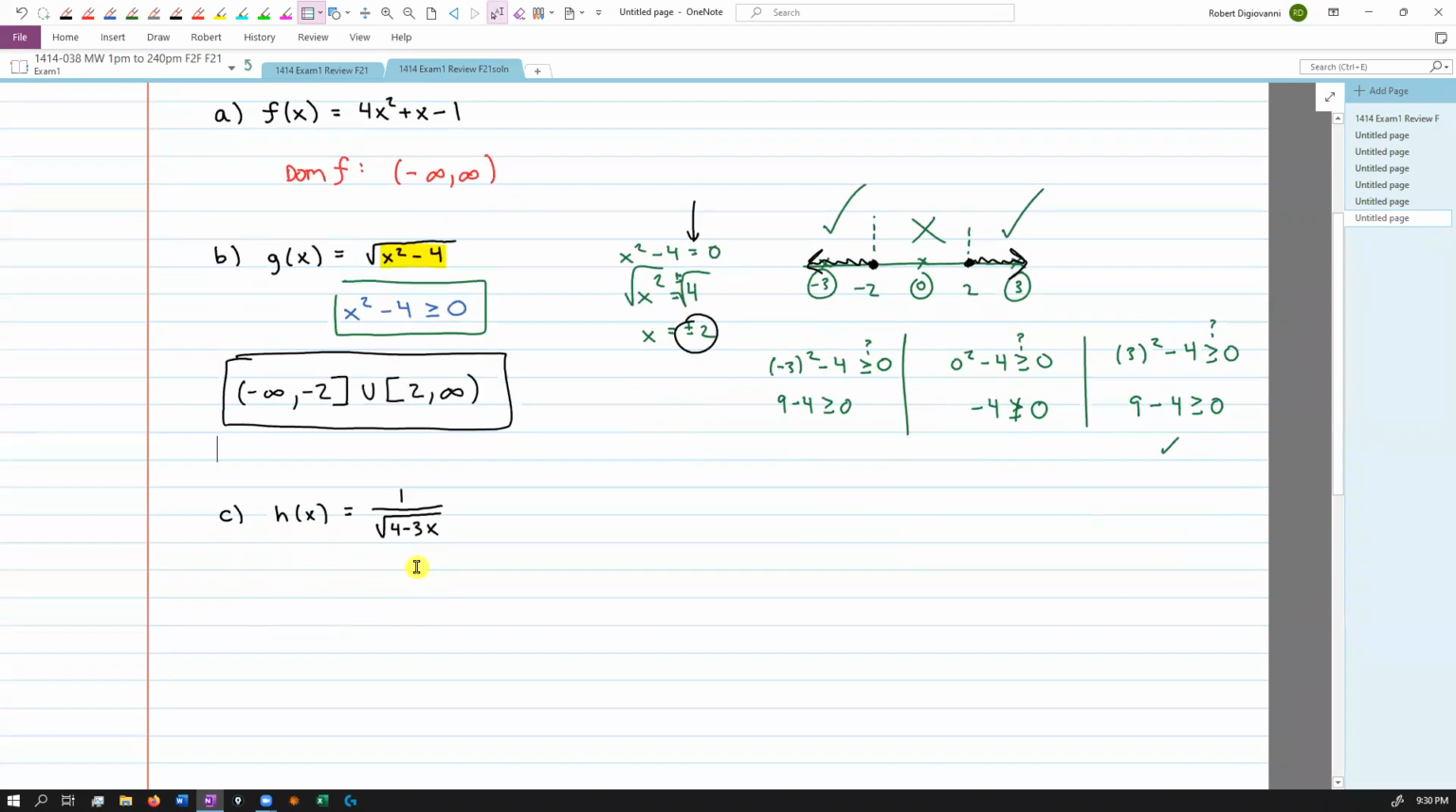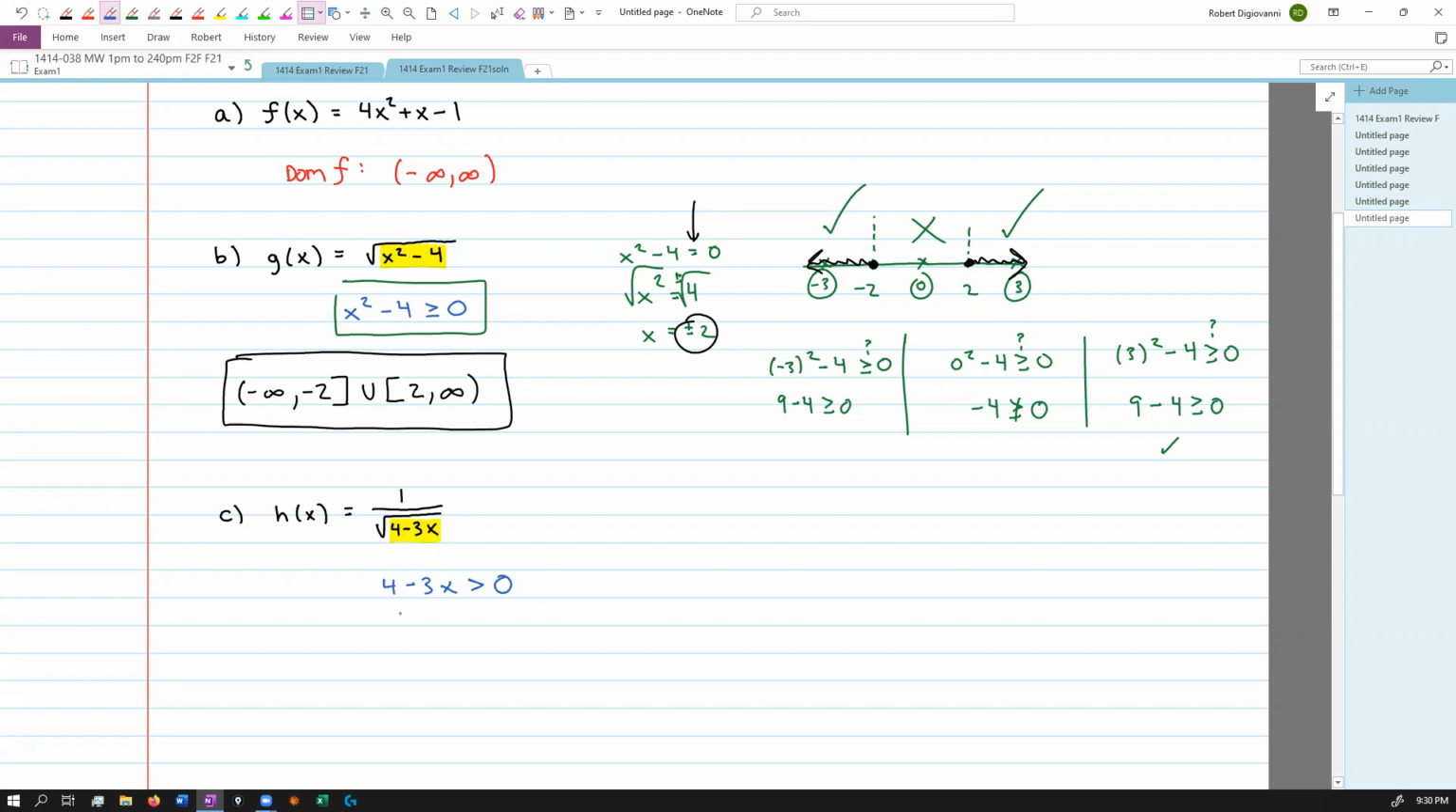All right, the last one is kind of like the one we just did. We need to make sure that that stuff in the yellow is not negative, but it also can't be 0, because if that's in yellow as 0, I have division by 0. So that means I need strictly that 4 minus 3x is strictly greater than 0. Has to be positive, cannot be 0.